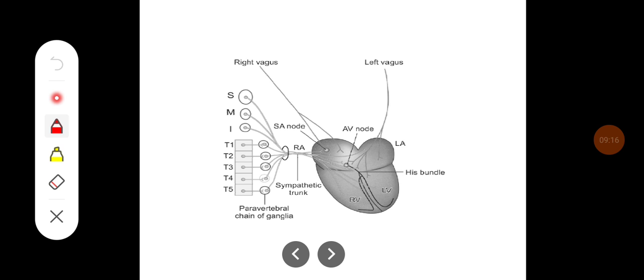So this is the innervation of the vagus. The right vagus supplies the SA node and the right atrium, whereas the left vagus supplies the left atrium and the AV node predominantly. Whereas the sympathetic supply, through the superior, middle, and inferior cervical ganglia with the thoracic sympathetic chain, is going to innervate both the atria and the ventricles.